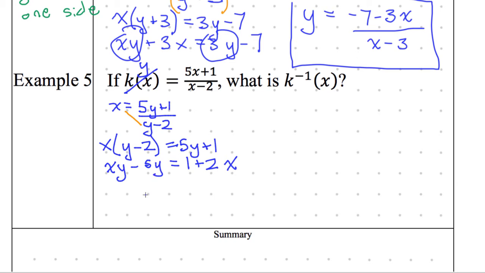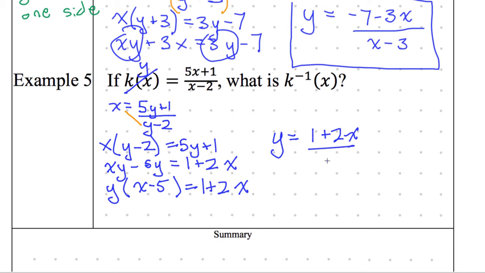All right, continue on. And then you factor out the y. Yeah. And then it's y times x minus 5 equals 1 plus 2x. And an even better way of saying that, y times the quantity of, and then I know that it's giant parentheses. And continue on. And then you divide both sides by x minus 5. All right, 1 plus 2x all over x minus 5. Give me a thumbs up, thumbs down. Did you get that on your own?